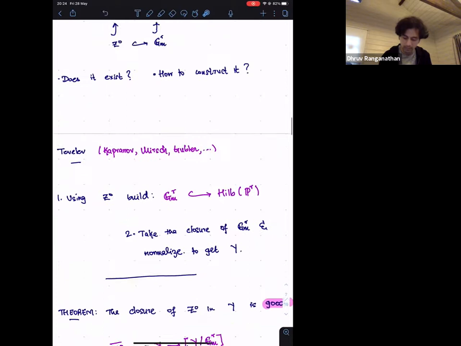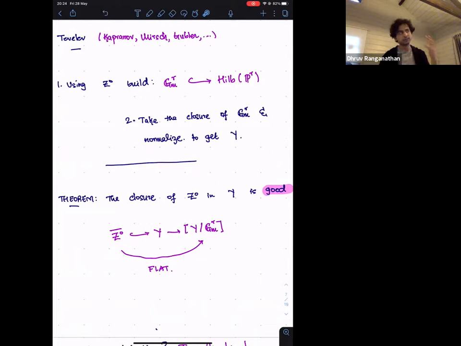So the answer comes from this really beautiful theorem of Tevelev. The roots of it are found in a paper of Kapranov, and then Martin Ulrich generalized this to the fully logarithmic setting, and then Walter Gubler gives some non-Archimedean generalizations of it. So lots of people have thought about this, but the construction is really cool, I think. It's very simple.